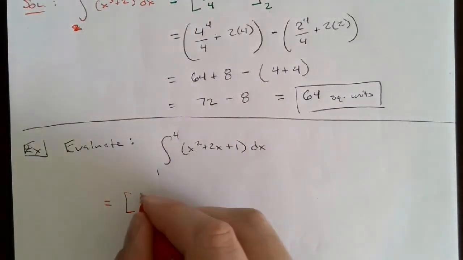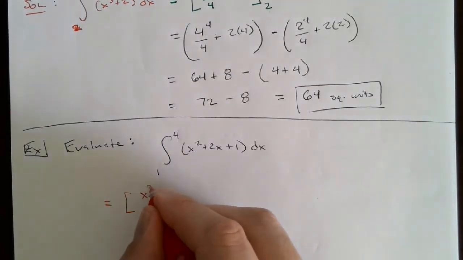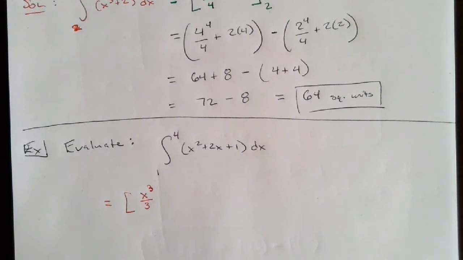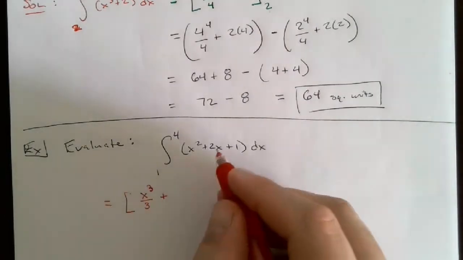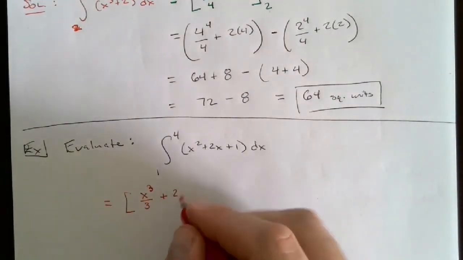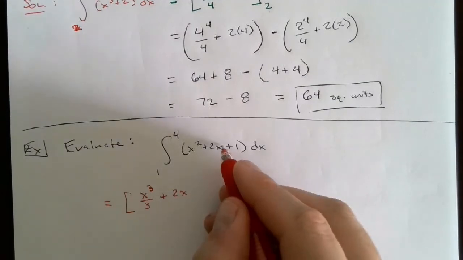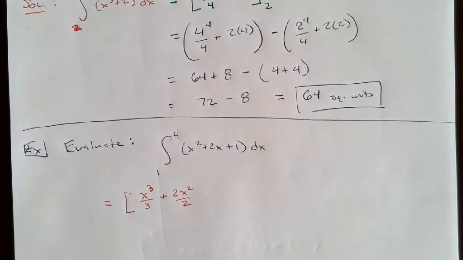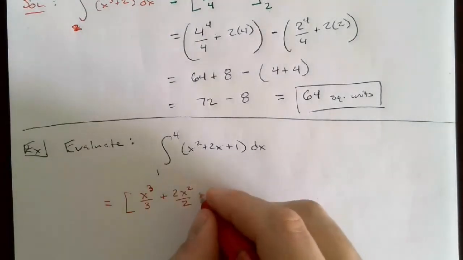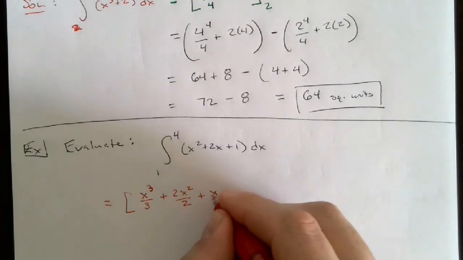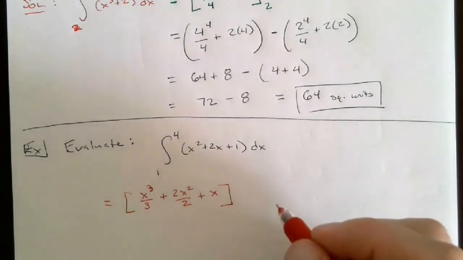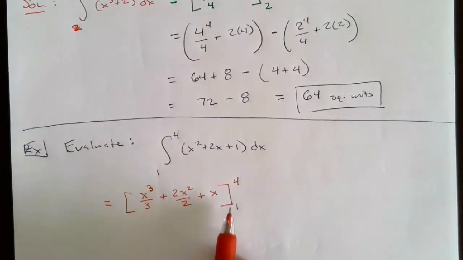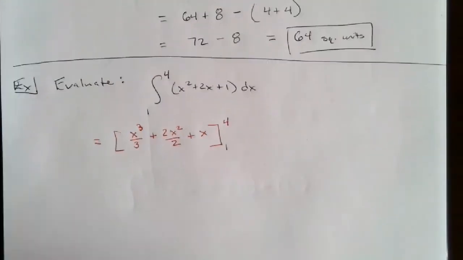antiderivative of x squared would be x to the 3rd power. Remember, you add 1 to the power and then divide by that same new power, so it's x to the 3rd over 3, plus the antiderivative of 2x. Well, 2 is a constant in front. X will be x to the, you had the power of 1, you add 1, so it'll be x to the 2nd power. You divide by that same new power, so divided by 2. Plus the antiderivative of 1 is just going to be x, and we're going to evaluate this from 1 to 4. Remember, we don't put a plus c in here for a definite integral.